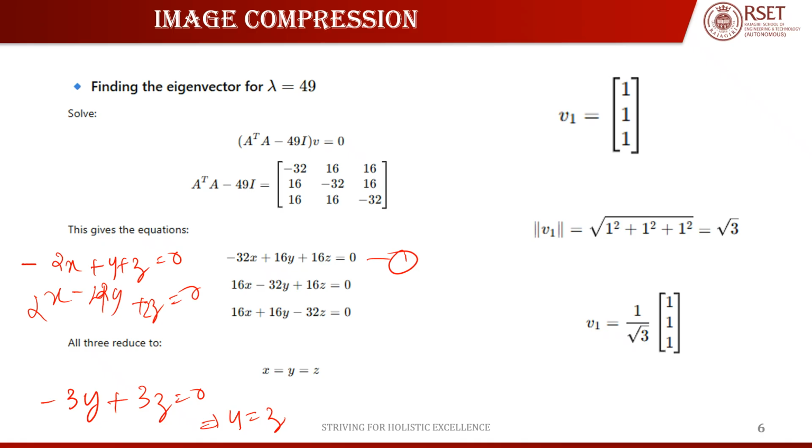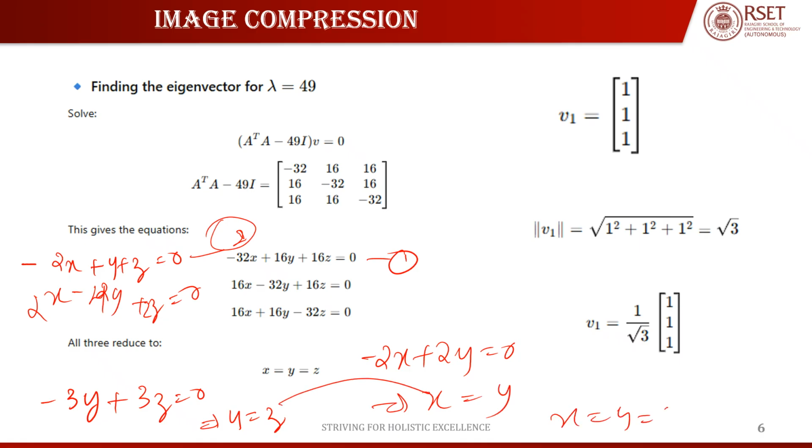If y is equal to z, what happens? You just substitute in this equation. Let me call it 2. On substituting y is equal to z in 2, you will have minus 2x plus 2y is equal to 0. So you will have x is equal to y. On comparing all this, you will have x equal to y equal to z. So your vector v equal to x, y, z will be equal to 1, 1, 1.